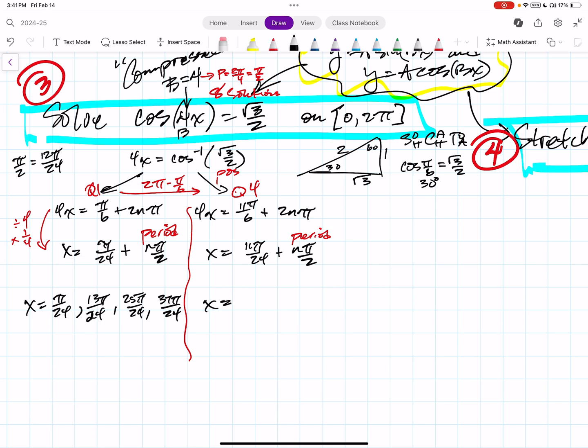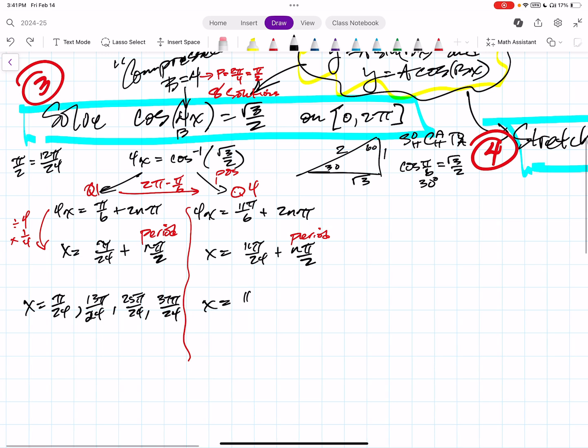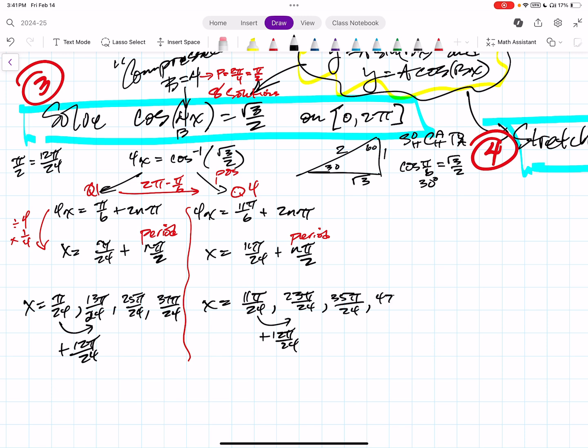So what are the other 4? We have 11 pi over 24. Again, you have to add the period, which is 12 pi over 24, which is simply pi over 2. I have fractions here, so you have to have common denominators. So add 12 to the numerator. 11 and 12 is 23, so 23 pi over 24. 23 plus 12 is 35, so 35 pi over 24. 35 and 12, 47 pi over 24. And there you go. There's 8 solutions in all.